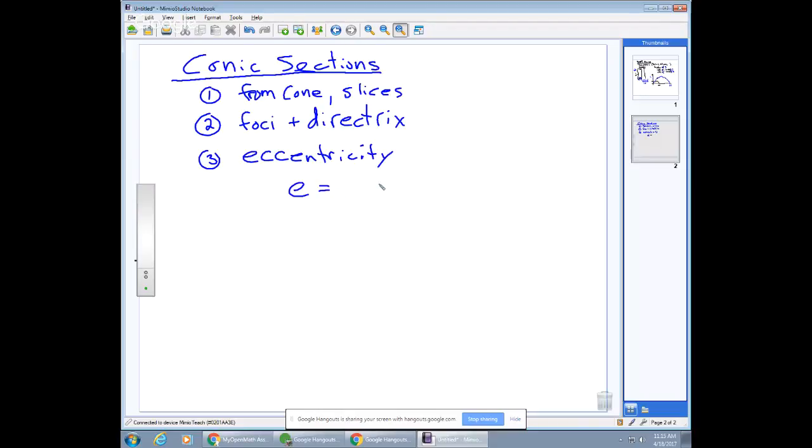Eccentricity e is defined to be the distance to focus divided by distance to directrix.